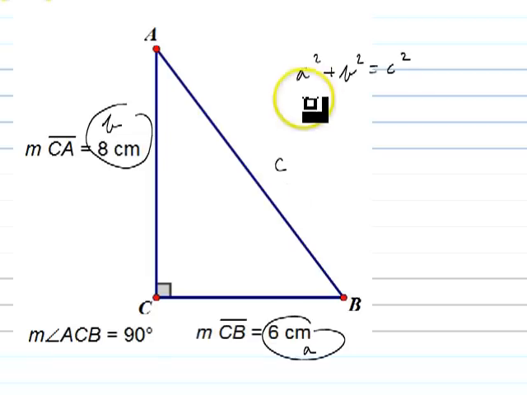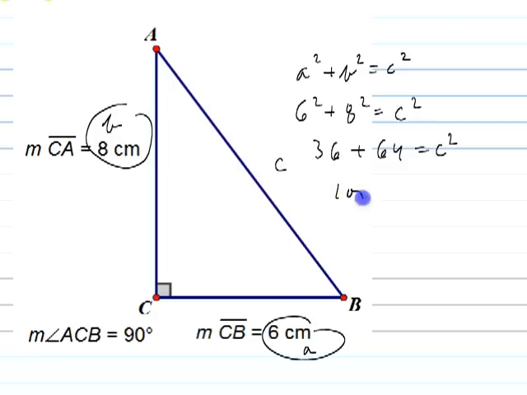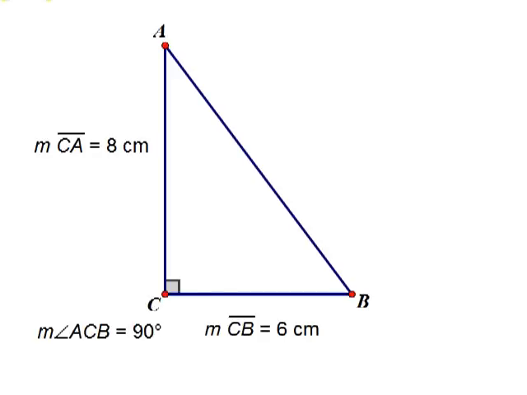So according to the Pythagorean theorem, 6 squared plus 8 squared would be equal to c squared. 6 squared is 36, 8 squared is 64, equals c squared. 36 plus 64 is 100, which is c squared, which means that the length of side AB, which is also called side lowercase c, would be exactly 10 centimeters, which is the answer.